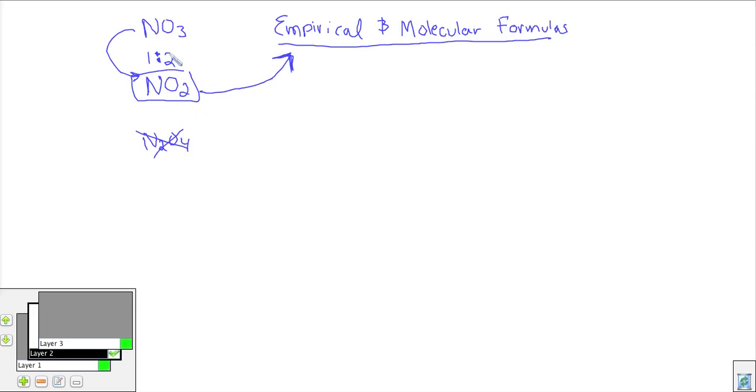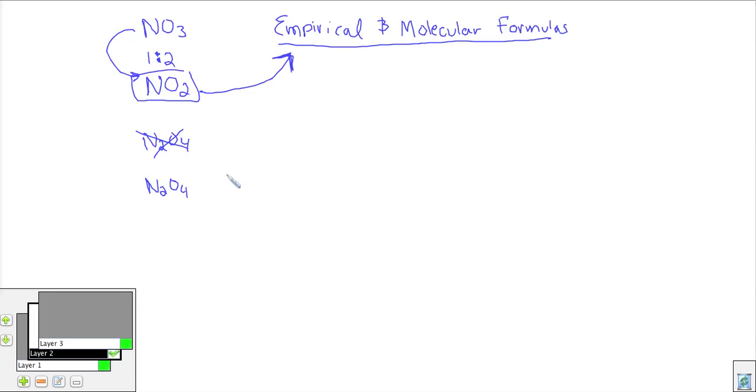And so that ratio is extremely important. But now in a molecular formula, the ratio doesn't have to be the lowest possible ratio. It can be a multiple, like it could possibly be N2O4. Now, what is a molecular? Well, molecular is what we see in nature. Sometimes things don't assume the lowest possible ratio in nature, and sometimes they'll actually be a multiple of that.